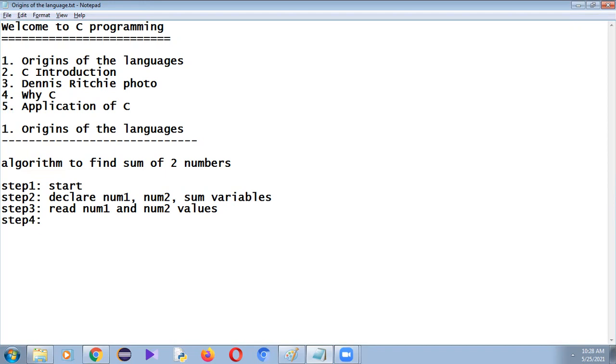Step 4, add number 1 and number 2, store result in sum. Okay, so we are adding the values contained in number 1 and number 2. The result we are storing inside the sum variable. Step 5, print sum value. The last step, step 6, indicates that the algorithm has ended. So we used to write the algorithms like this.